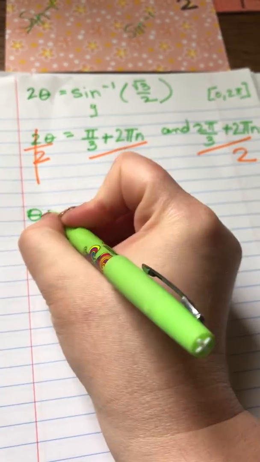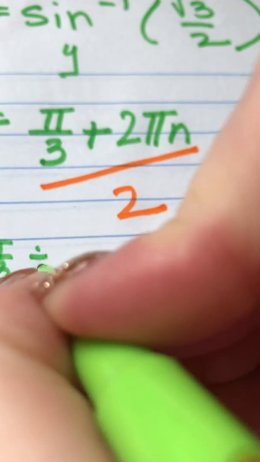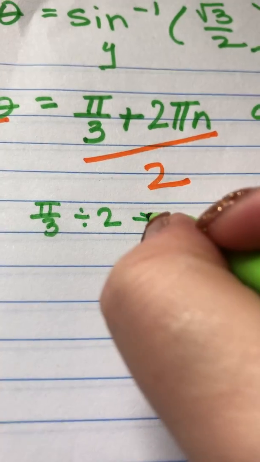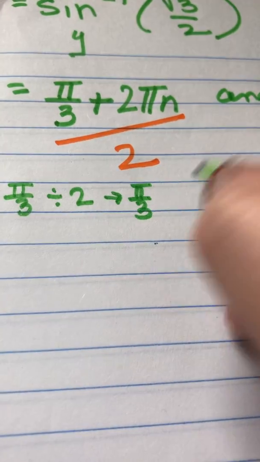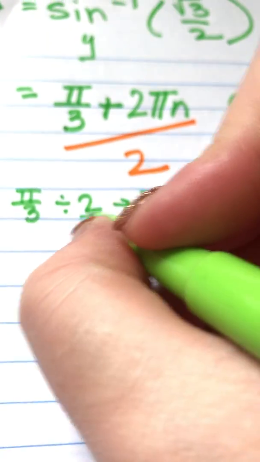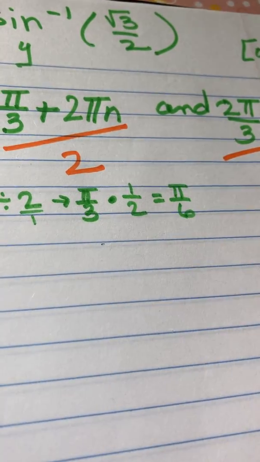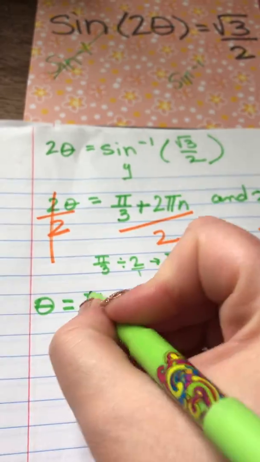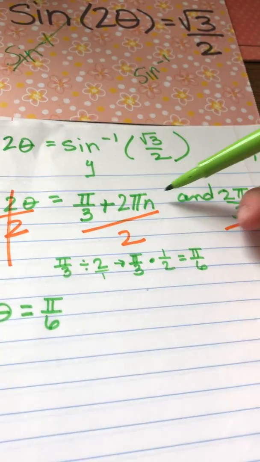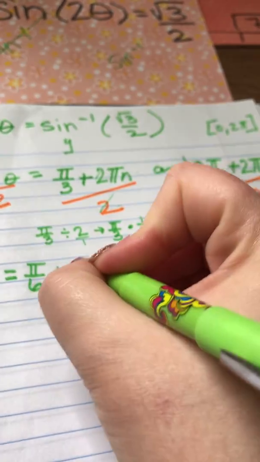So you get theta equals pi over 3 divided by 2. That's like saying pi over 3, keep, change, flip. So keep the pi over 3, change the divide to a multiply, flip that 2 over 1 to 1 over 2, and that makes pi over 6. Okay, and what's 2 pi n divided by 2? The 2's cancel. So you get plus pi n.